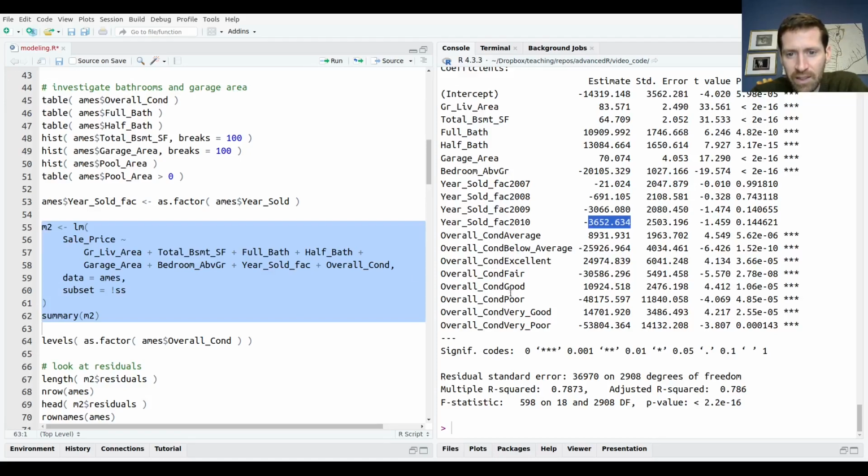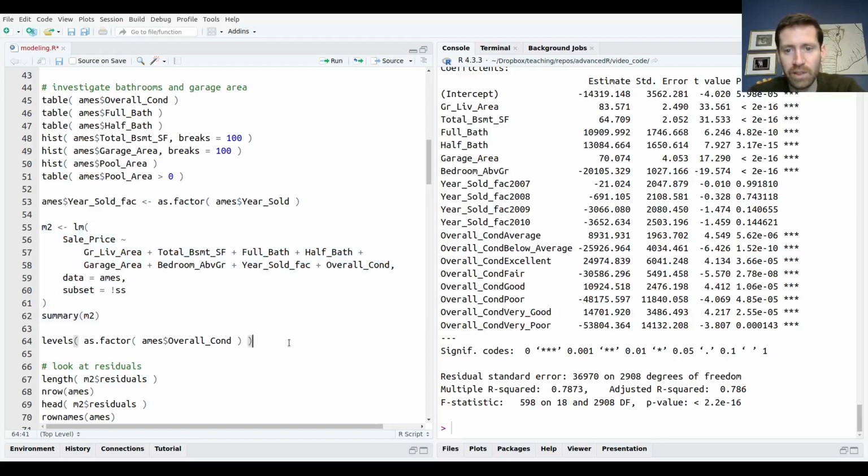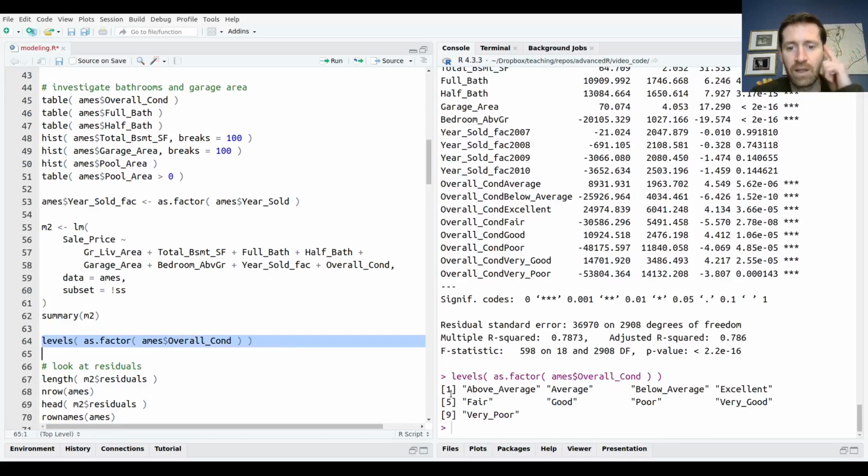And here it's not clear what the baseline level is. I think they just do it alphabetically, but I forget what all the different levels were. So we can look at overall condition, which is a character vector, convert it to a factor, and then look at the levels. And you can see that the baseline level is above average. So we have to interpret these coefficients relative to above average.